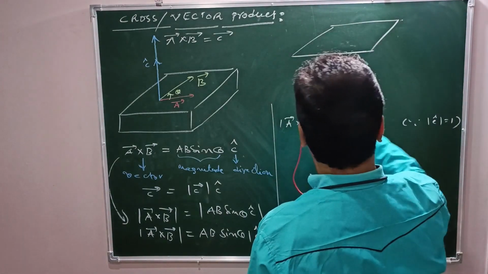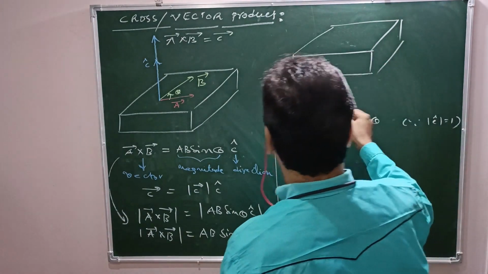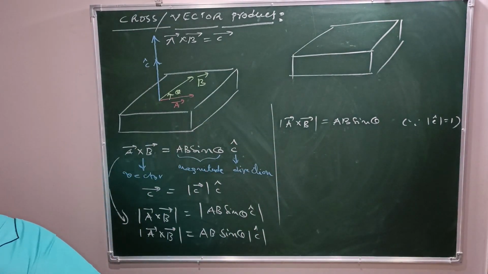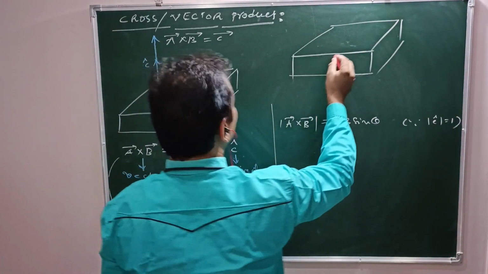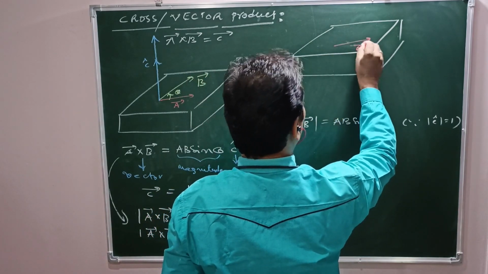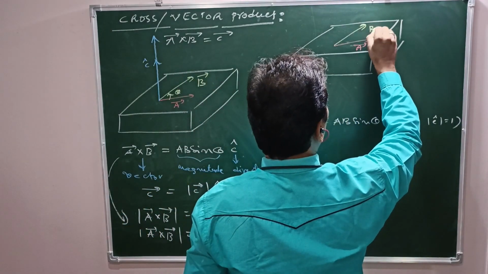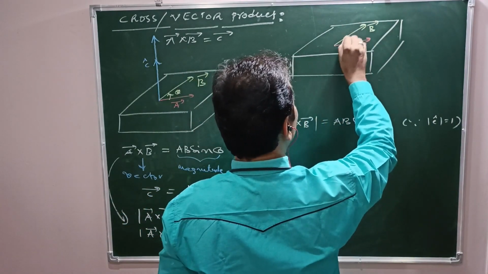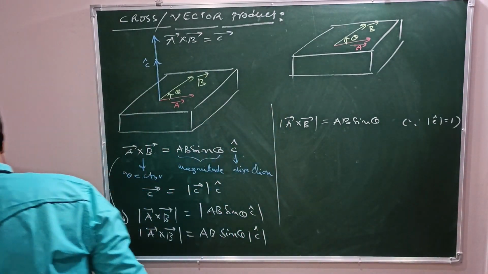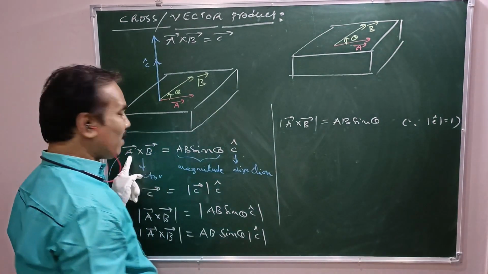This is the given plane. Alright. I am writing the given vectors. This is A bar. This is B bar. Theta is the angle between them. Alright. Now how to get the cross product B bar cross A bar? This is A bar cross B bar.